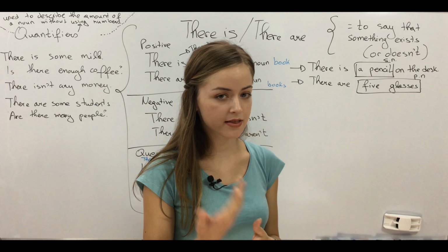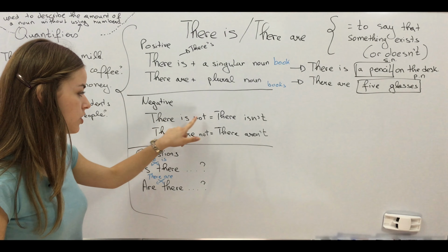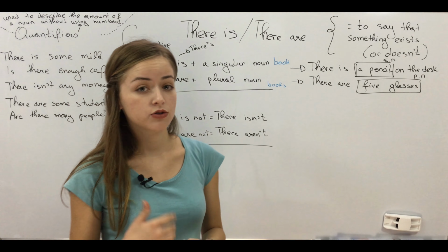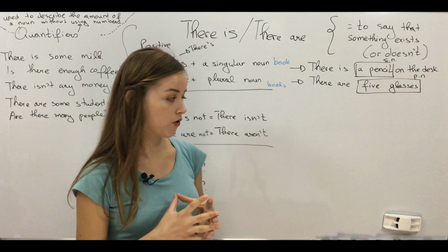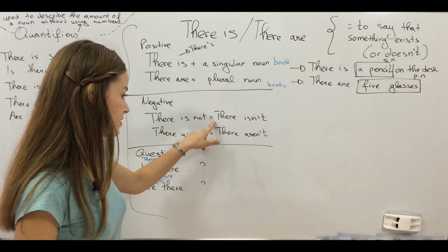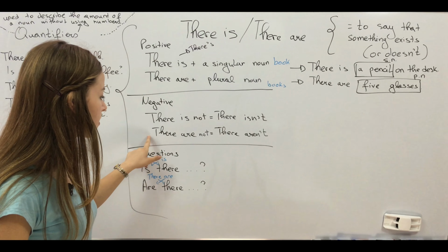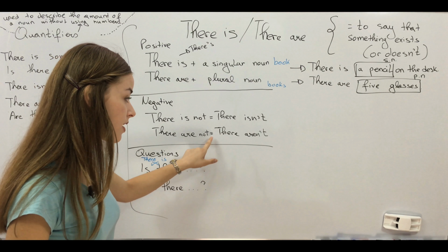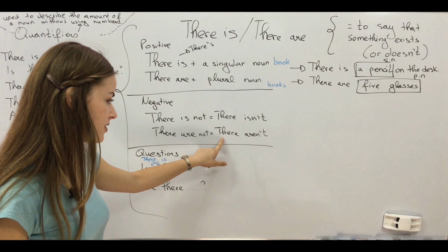Now let's make the negative. It's very simple. We just put there is plus not. So there is not. If we want to make a contraction, so the brief form, we say there isn't. And the plural, there are plus not. And the brief form, there aren't.